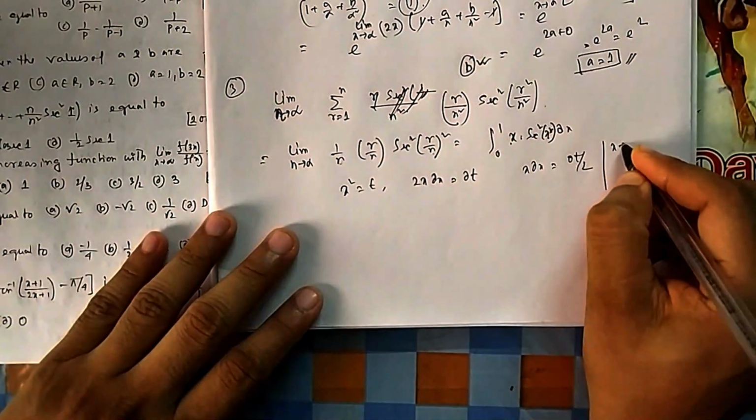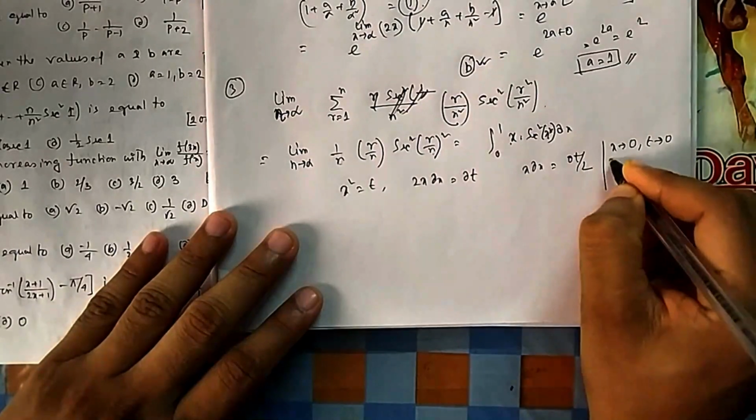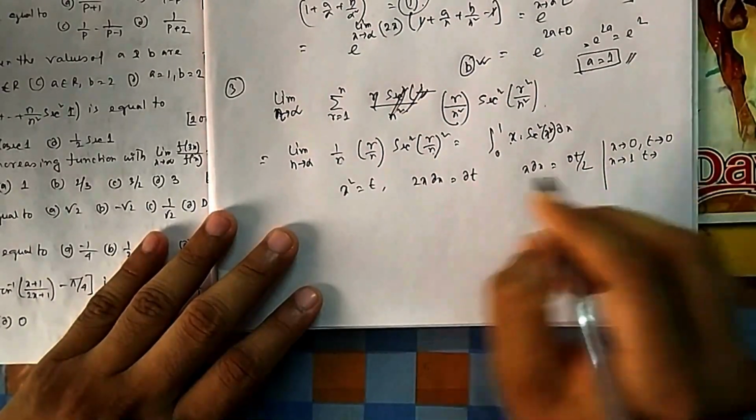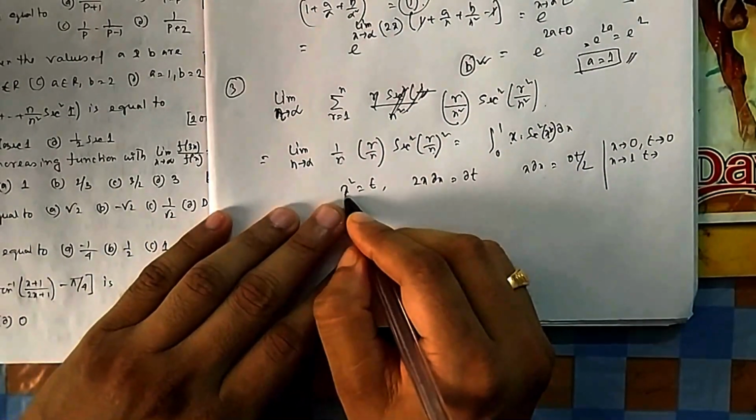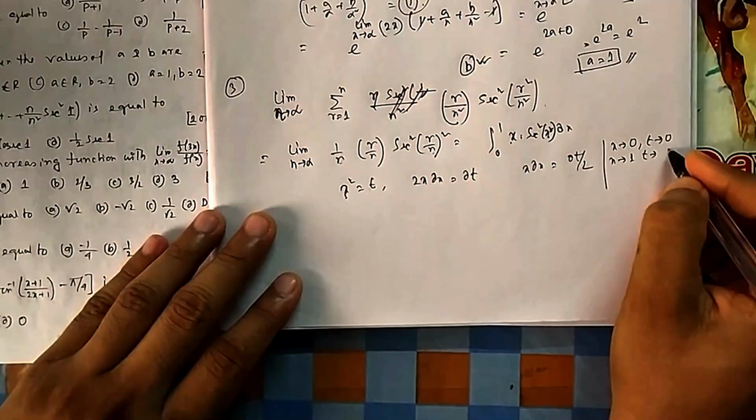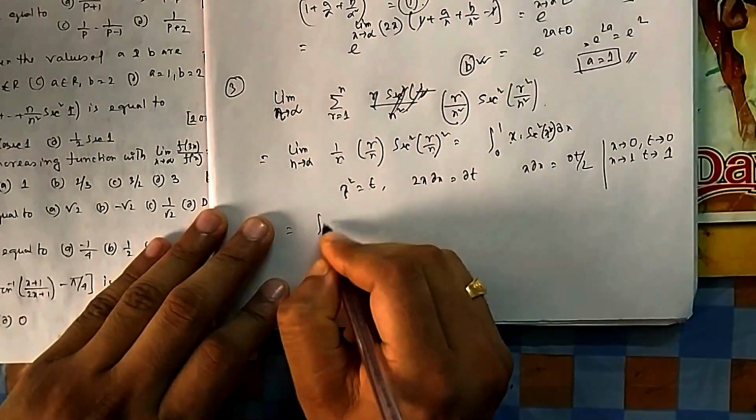You also change your limit. If x tends to 0, then t tends to 0. If x goes to 1, then 1 square is 1. So the limit remains the same, it is 0 to 1.